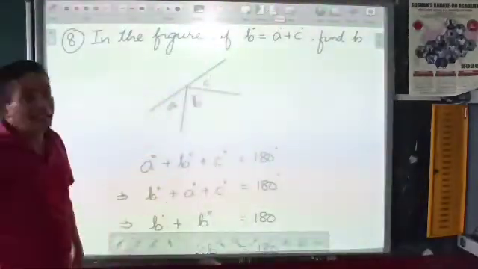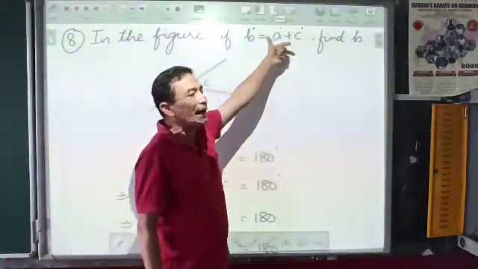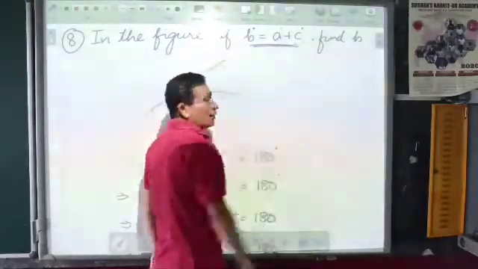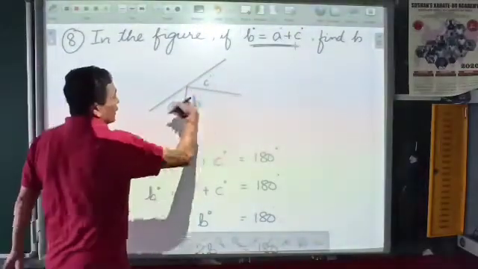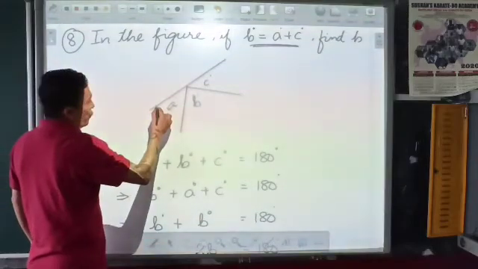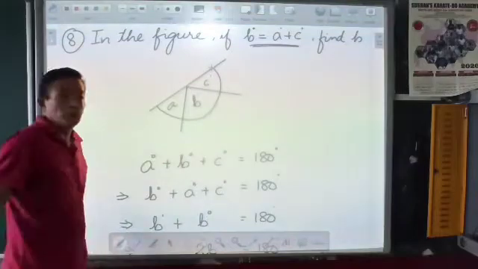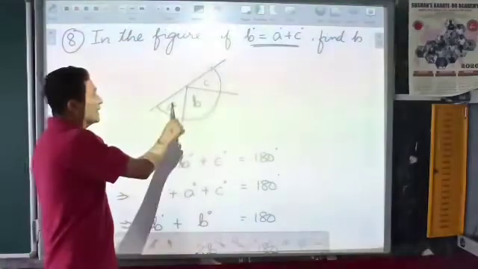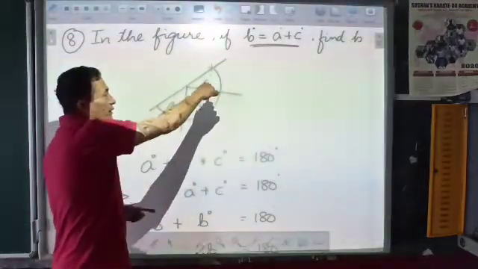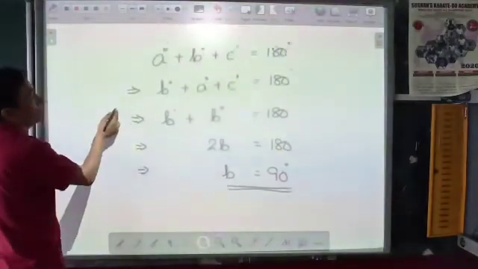Next one, question number 8. In the figure, B is equal to A plus C. Please keep a note of this. Find the value of B. Now the figure is given like this. I understand that this is a straight line. So from this point to this point, the angle is going to be 180 degrees, where I can say that A plus B plus C, when I add the three angles together, it should give me 180 degrees. So that's the idea I'm using here.